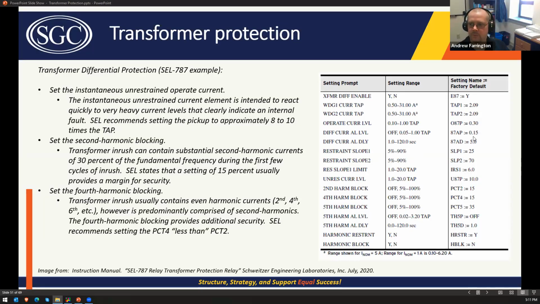Okay, so that was a lot to say about, you know, this is just an alarm, but I wanted to go over why one might have that in here. The restraint slopes, like I said, this is very similar to what Brandon covered for bus differential.